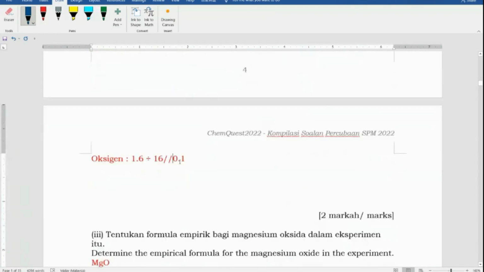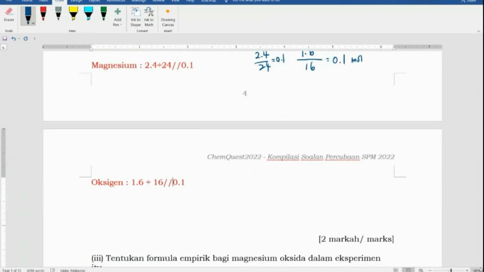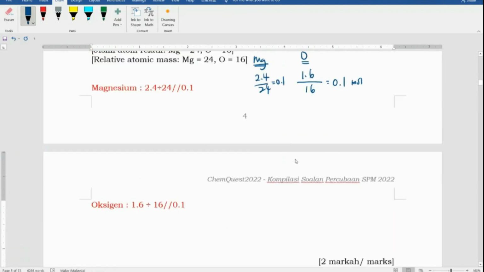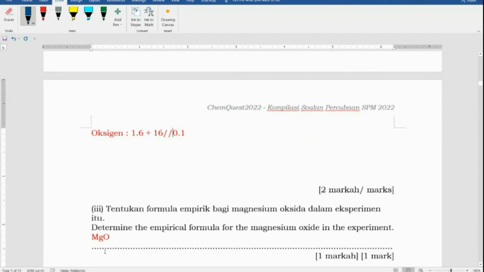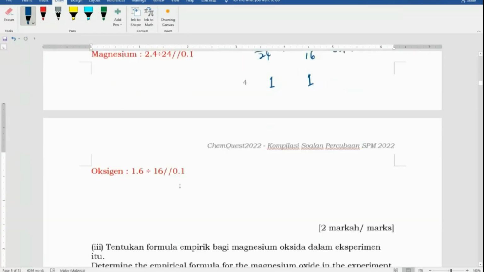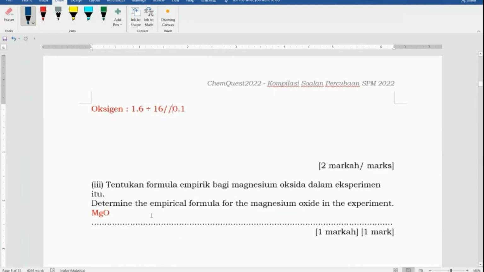Okay, thank you, Matthias. Now, if moles are 0.1 and 0.1, so what is the empirical formula? Ratio 0.1 to 0.1. So you simplify, divide by 0.1, and you get 1 to 1. So the ratio is 1 to 1, meaning Mg1 O1. So you get MgO. Is that okay? Semua boleh ikut kah?